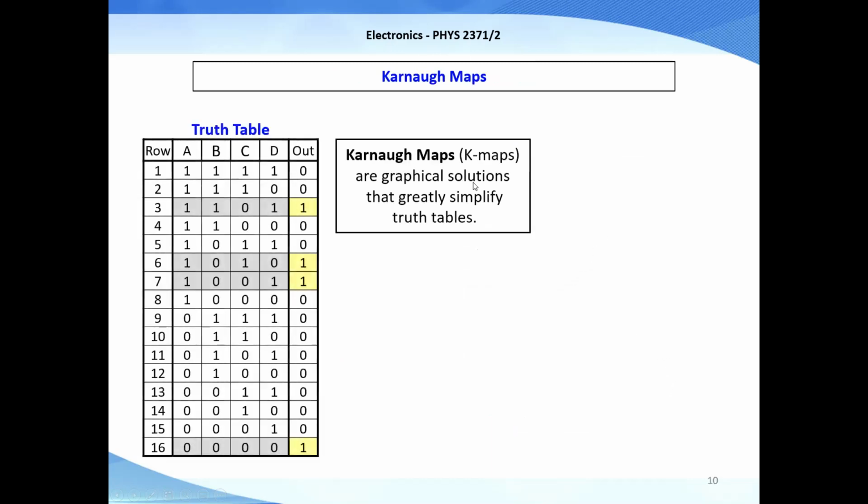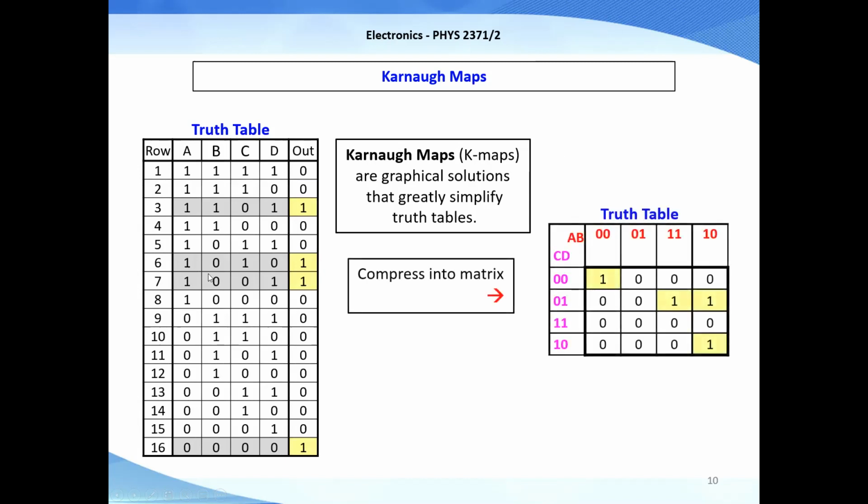Okay, now we come to Karnaugh maps, geographical solutions that greatly simplify truth tables. So we want to take this A, B, C, D, have these 4 inputs, and you get 4 outputs, 4 minterms here.